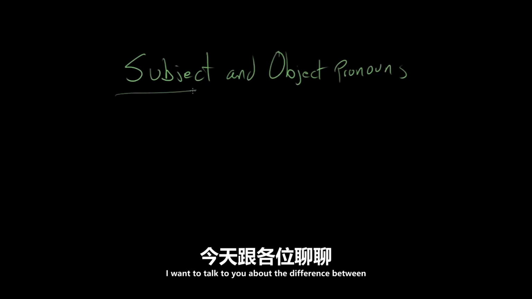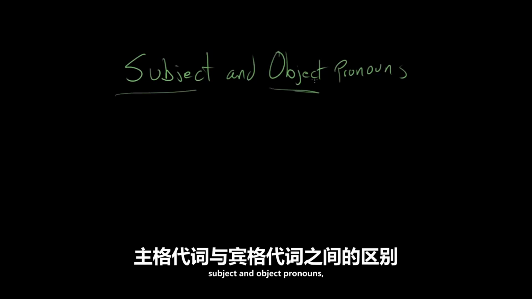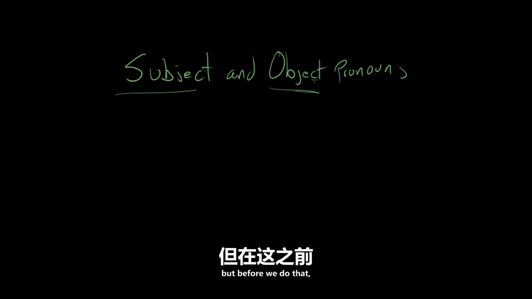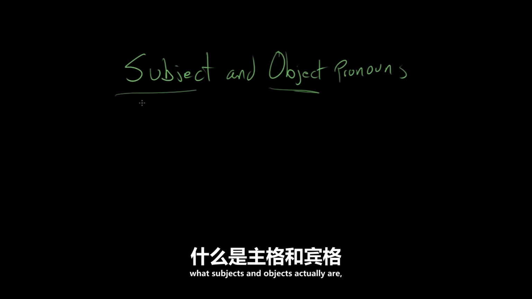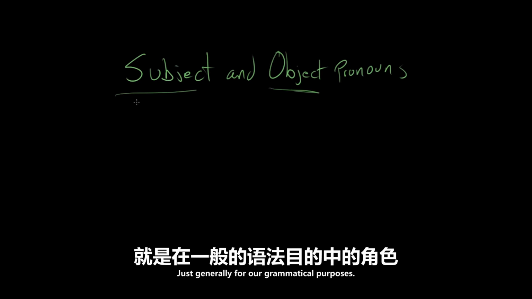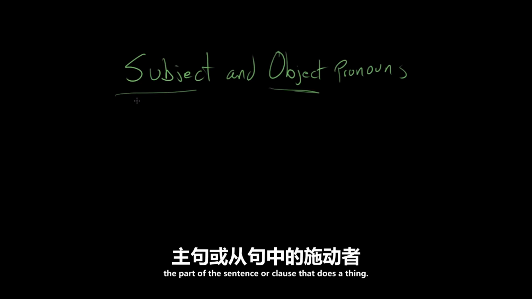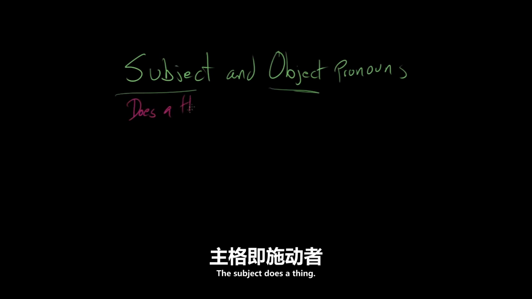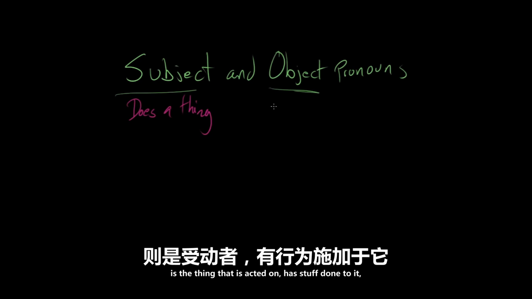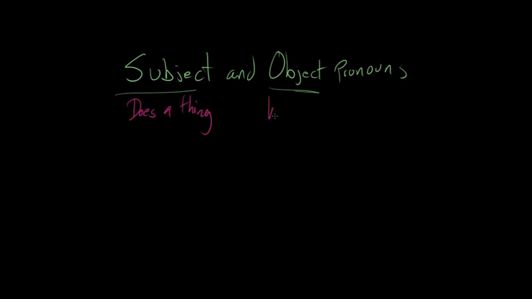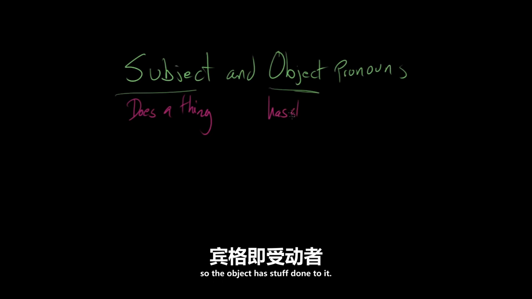All right, so grammarians, I want to talk to you about the difference between subject and object pronouns, but before we do that, let's start off with a little primer on what subjects and objects actually are, just generally for our grammatical purposes. So in grammar, the subject is the part of the sentence or clause that does a thing. The subject does a thing. The object, on the other hand, is the thing that is acted on, has stuff done to it. So the object has stuff done to it.